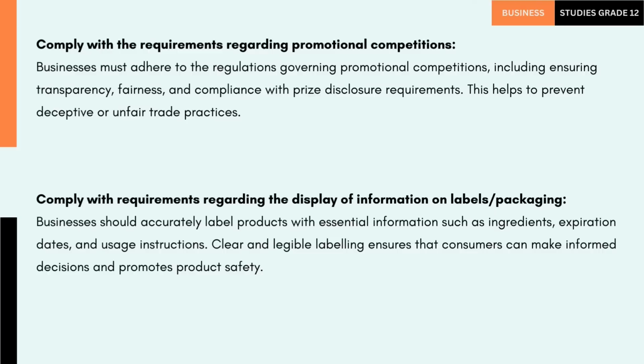6. Comply with requirements regarding the display of information on labels or packaging. Businesses should accurately label products with essential information such as ingredients, expiration dates, and usage instructions. Clear and legible labeling ensures that consumers can make informed decisions and promotes product safety.